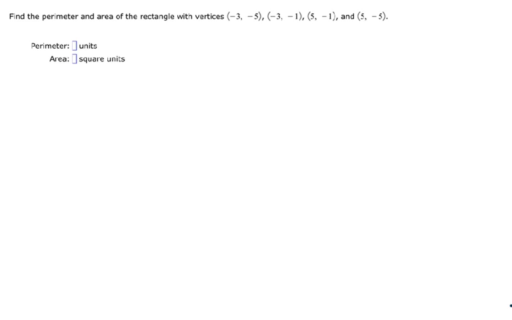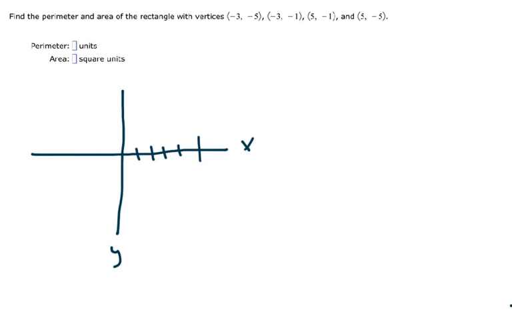First option, on a separate piece of paper, I would draw just a version. It doesn't have to be anything fancy. Remember, this is your X, this is your Y. I'm going to mark out 1, 2, 3, 4, 5. That's my positives on my X. My negatives, it doesn't really matter if they're exactly equal because we're just getting a feel for where it's at.